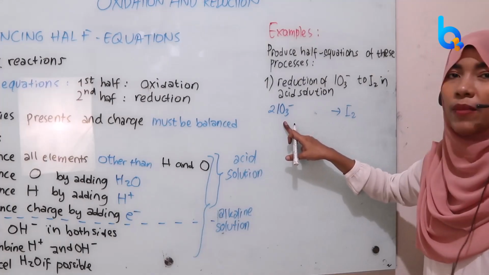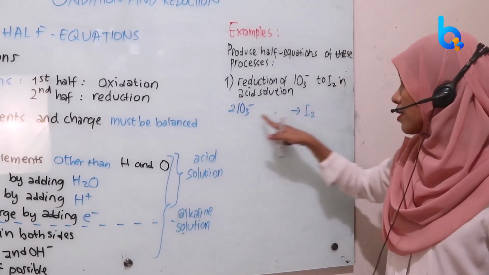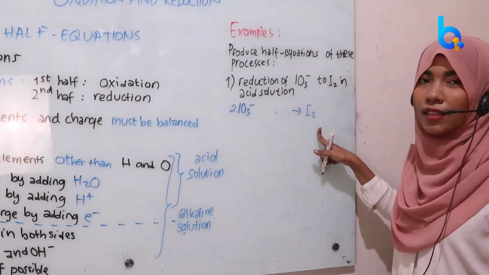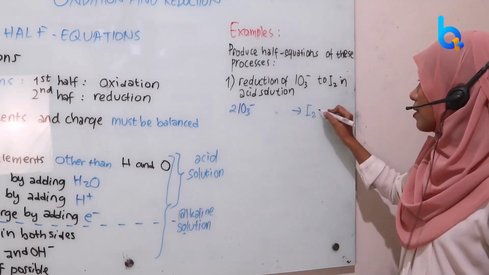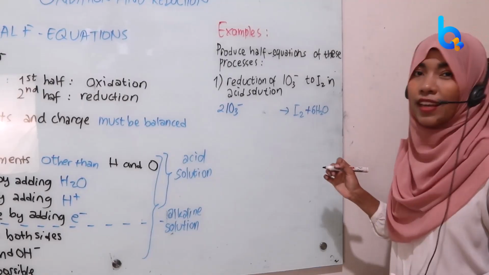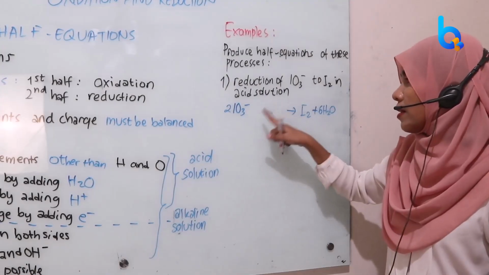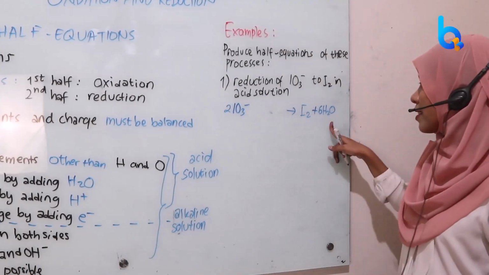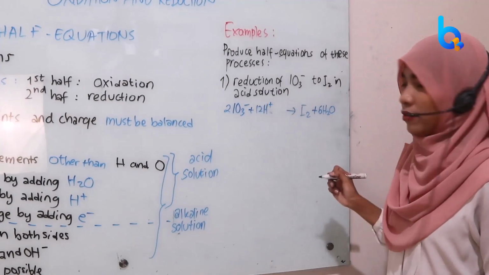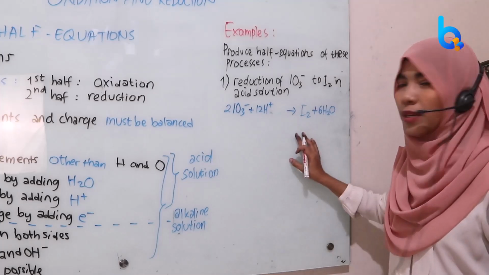And then step 2, balance the oxygen by adding H2O. On the left side we have 6 oxygen atoms, and on the right side we don't have any oxygen. So we must add 6 oxygen atoms by adding 6 H2O. Then the third step, balance hydrogen by adding H+. On the left side we don't have any hydrogen, on the right side we have 12 hydrogen, so we add 12 hydrogen ions. Now the last part is step 4, balance the charge by adding electrons.